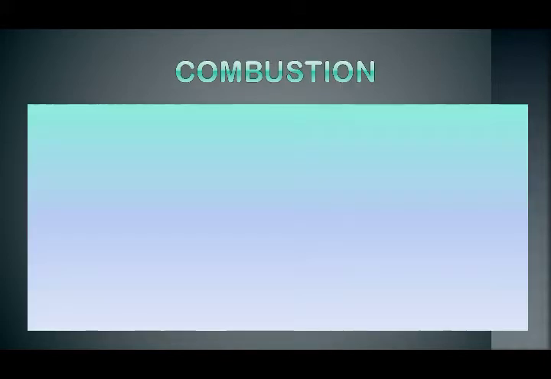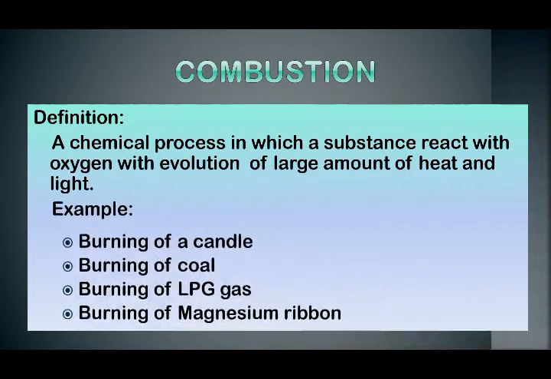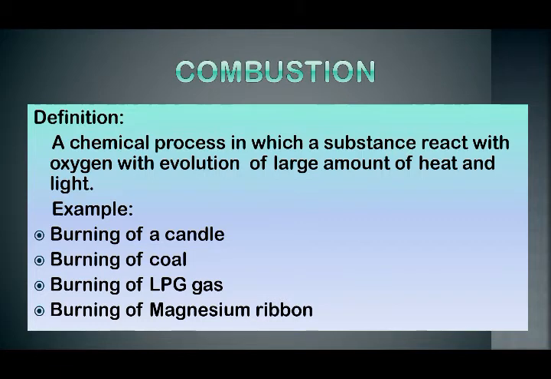Let's look into the process of combustion. Combustion is a chemical process in which a substance reacts with oxygen to evolve a large amount of heat and light energy. The examples of combustion are burning of a candle, burning of coal, burning of LPG gas, burning of magnesium ribbon. In all these examples, the substances undergo a chemical process in the presence of oxygen to evolve a good amount of heat and light energy.